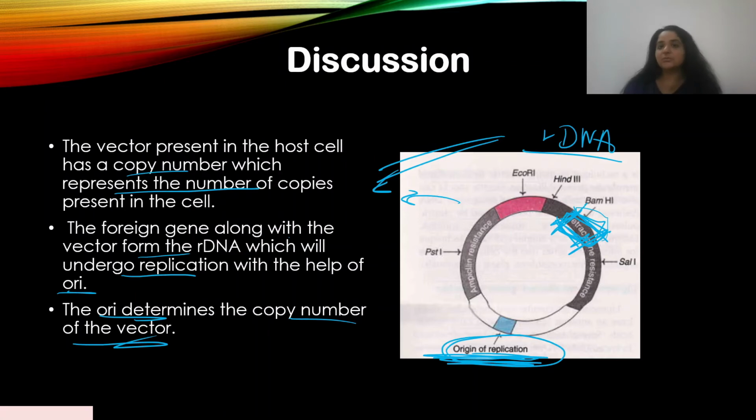So there are different types of origin of replication that can be inserted in the plasmid, or the vector, when it's created, to control how many copies we can produce. So if the rDNA is attached to it, as in the foreign gene is attached to it, then we can control how many copies of that gene of interest we want, and that is based on the ORI, the origin of replication.